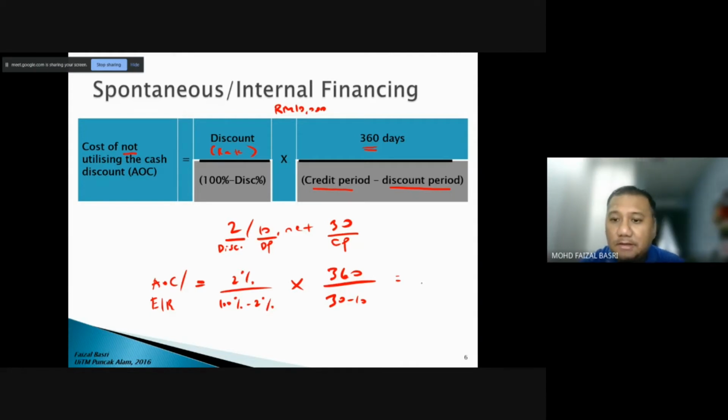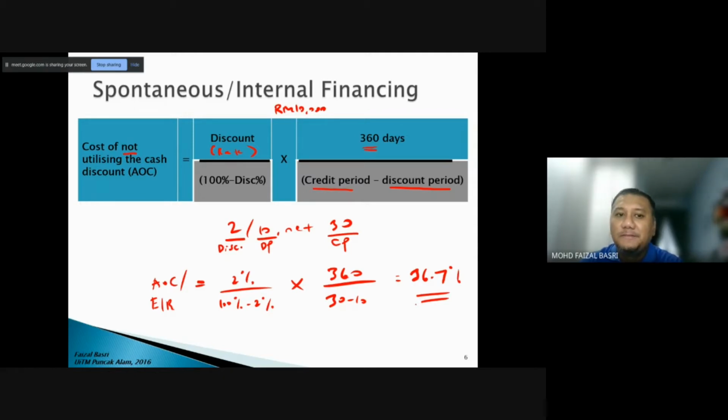So here, the actual cost is about 36.7%. Okay, so that is the annualized cost for 1 year. Even though we just borrow for one month here, we have to annualize it. So the annual cost will be around 36.7% by not utilizing the cash discount. So what does it mean? This is expensive. Imagine you borrow money from someone with this rate, 36.7%.